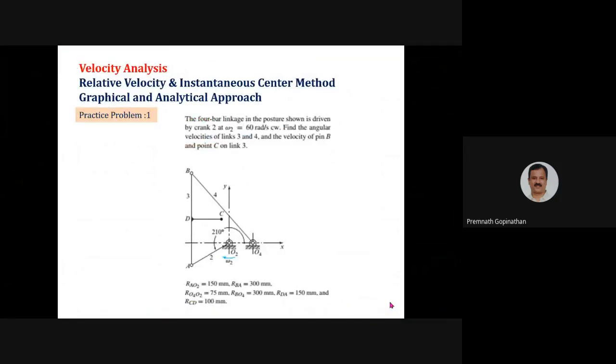This video is meant for the doubt you have raised for the assignment which I gave you. So here, what you have raised is you haven't quite understood clearly regarding Instantaneous Centre Method. So I'll discuss one of the problems which I gave you for the assignment, and you can make use of that particular technique to solve the other problems as well.